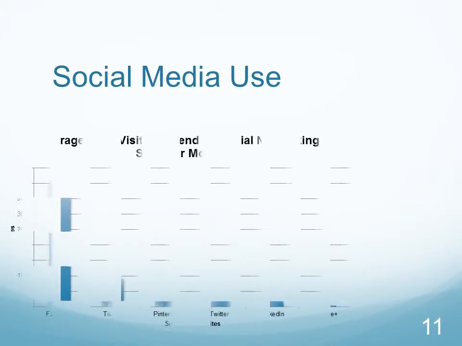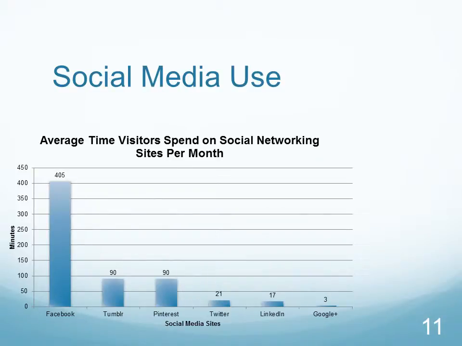And here is a chart that I compiled from the data that I collected after doing some research. Here are some average times that visitors spend on social networking sites per month. The top social media site obviously was Facebook, and their average time was 405 minutes per month, and the least visited site was Google+.